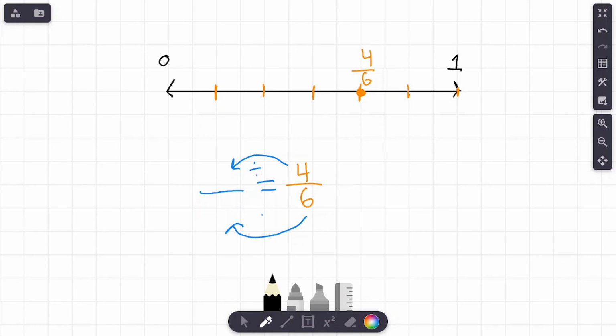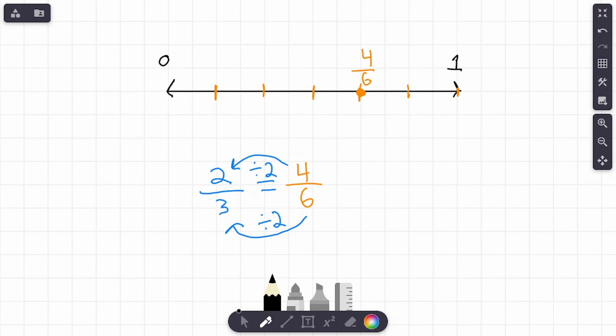Does anybody have any ideas what number we could divide 4 by? And what number we could divide 6 by? It has to be the same number. We have to divide both of these by the same number. Does anybody have any ideas? 2. Divide it by 2. 4 divided by 2 is what? Is 2. Can you divide 6 by 2? Think. 6 divided by 2 equals 3.